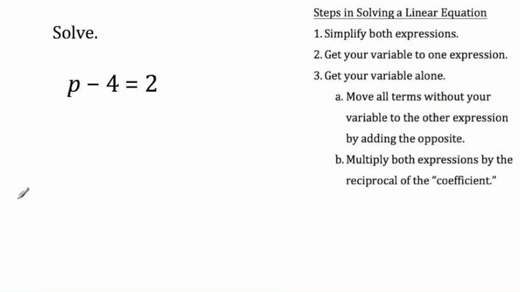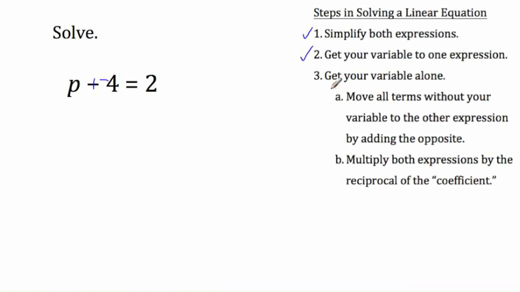Let's consider another example. For the steps in solving a linear equation, we're going to solve this linear equation. First, we need to simplify both expressions, and when you go through the steps in the order of operations, in the left-hand expression, when you get to step 2, you'll need to change all subtraction to addition by adding the opposite. So this now reads p plus negative 4 equals 2. We've simplified both expressions. Step 2 is to get your variable to one expression, and p is our variable, and it's already in one expression, just the left-hand expression. We do not find our variable in the right-hand expression. So it's already in one expression.